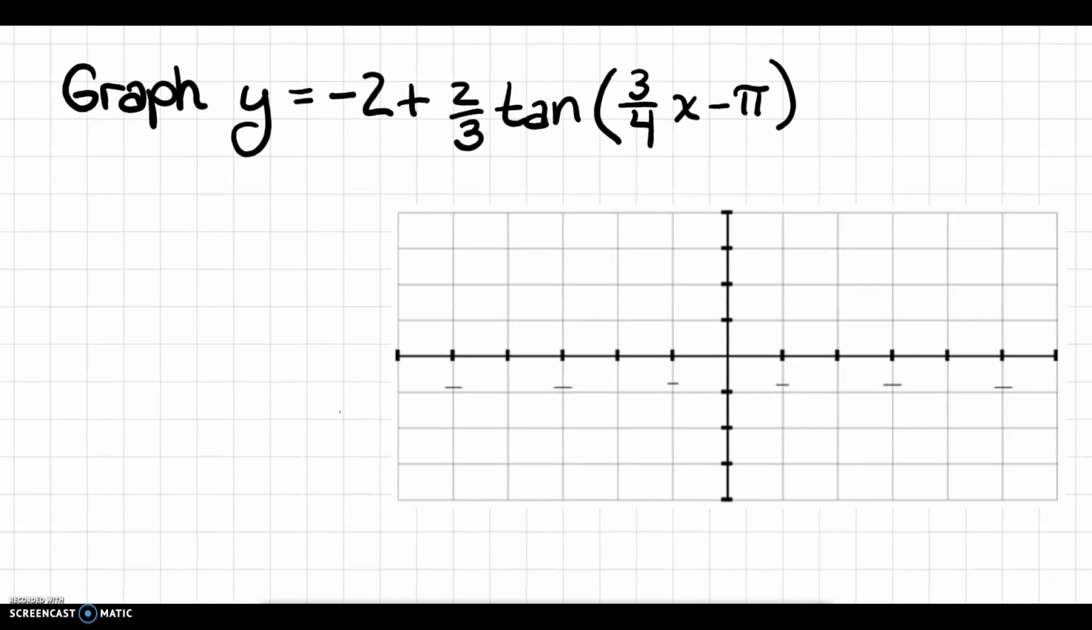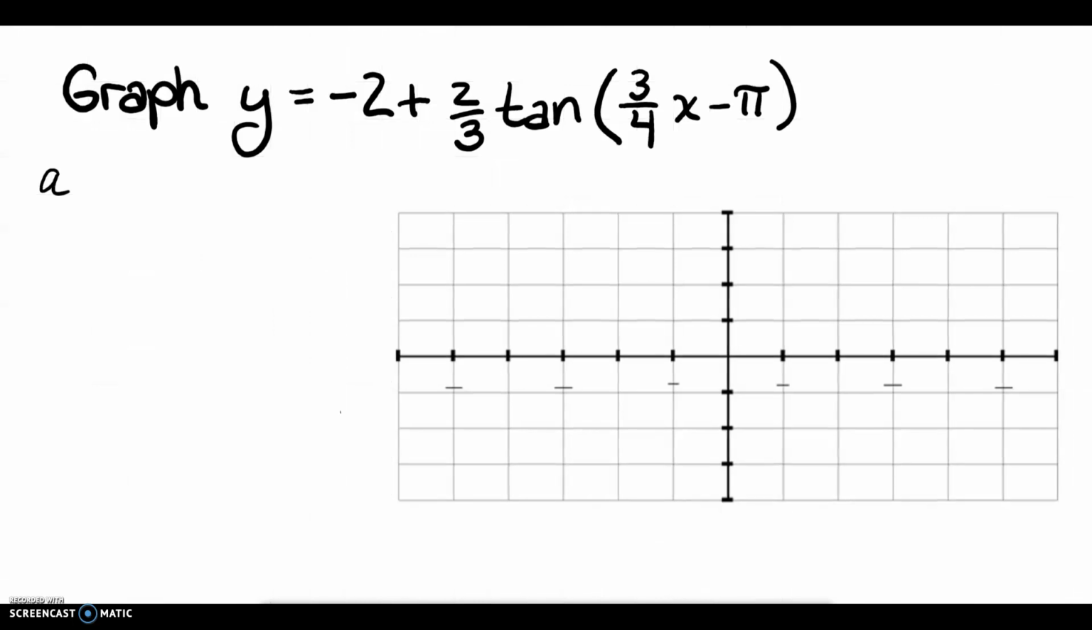Okay, so here we have A, B, C, and D. Our A value, the number in front of tangent, is 2/3. That means we're going to be compressing it. Our A value is less than 1, so it's a compress. Our B value, well, what do we notice about our B value?